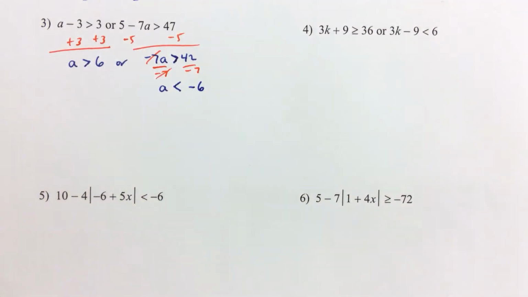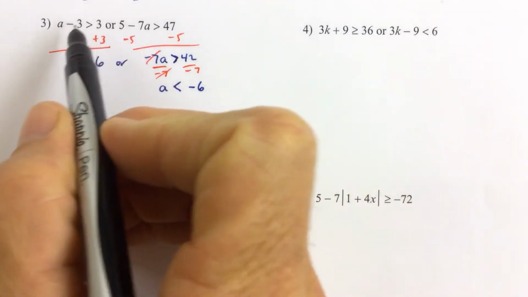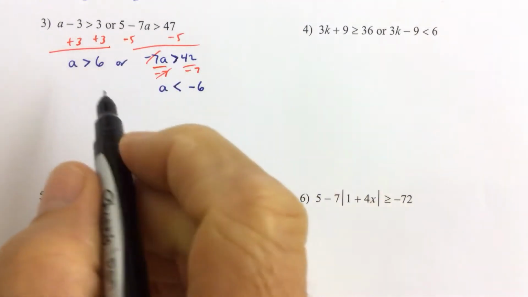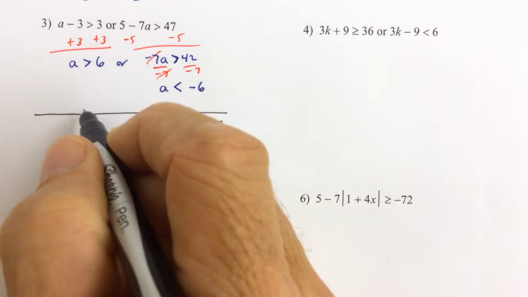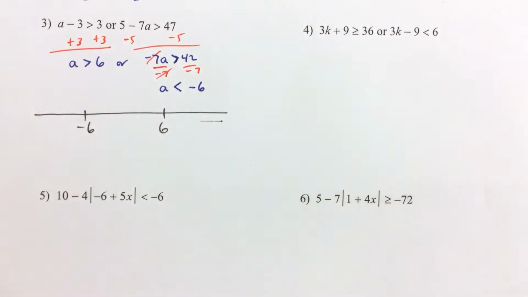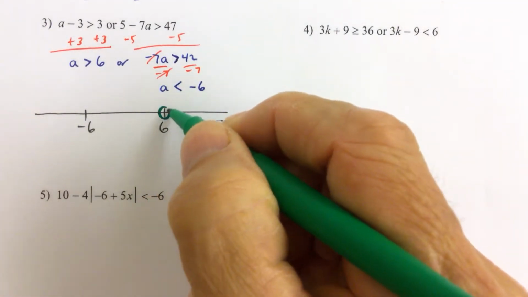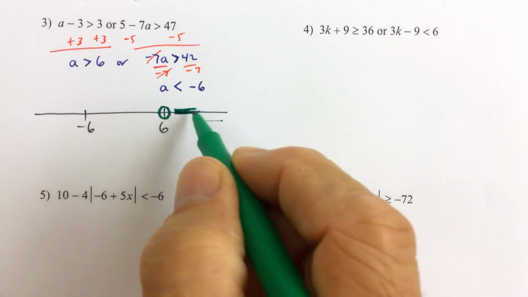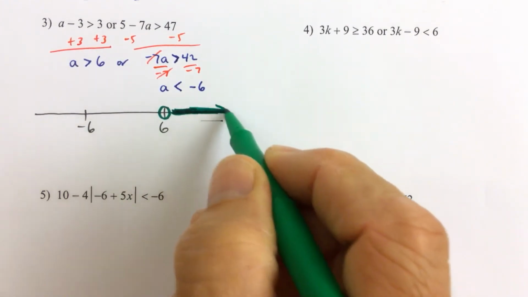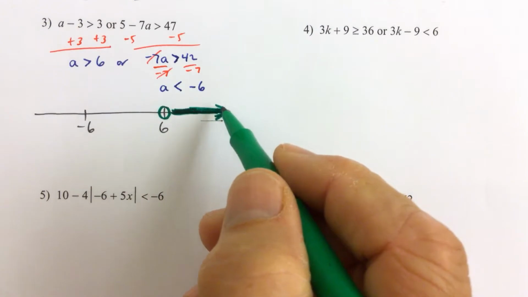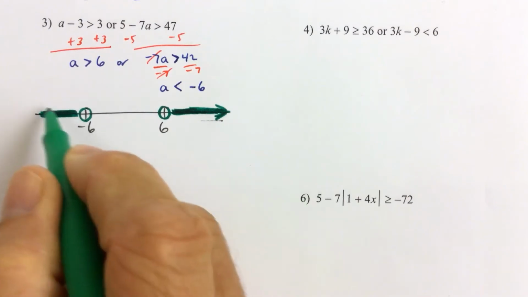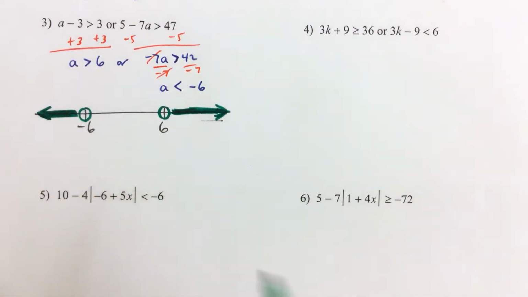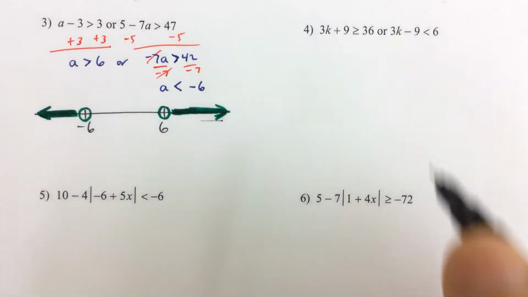So the solutions to this compound inequality are all the real numbers greater than 6, so to the right of 6, or all the real numbers less than negative 6, to the left. And we show all the real numbers greater than 6 by putting an open circle on 6 and drawing an arrow to the right. That indicates all the real numbers to the right of 6, or all the real numbers to the left of negative 6. One thing I just noticed that I forgot is the interval notation on problem number 2.